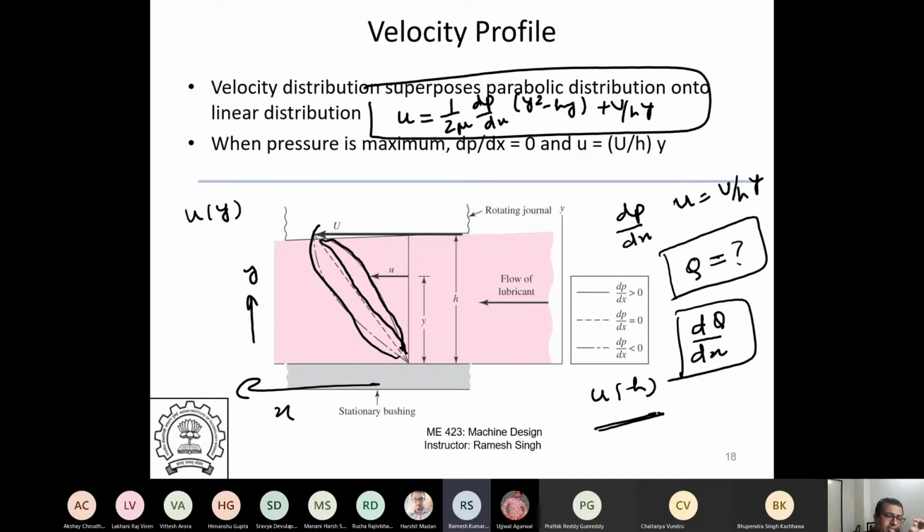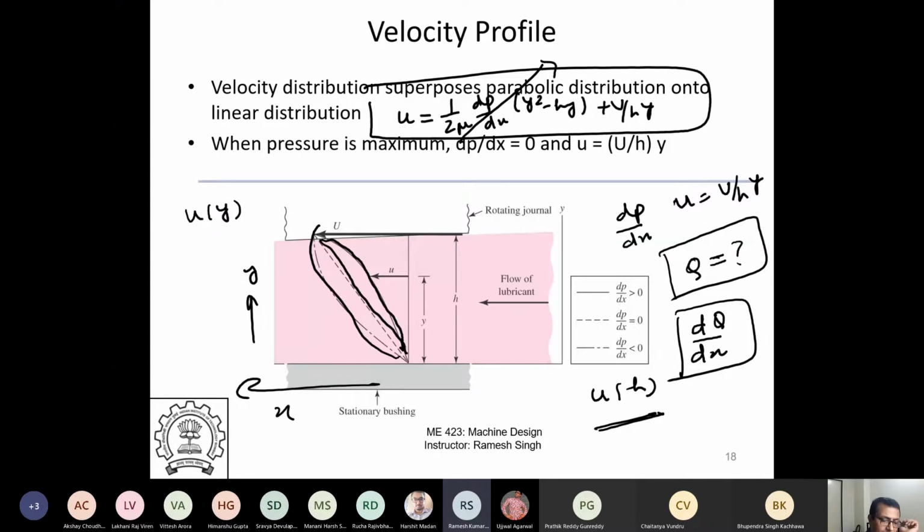So basically u is 1 over 2 mu dp/dx, which is the pressure gradient, times y squared minus hy, plus U divided by h times y. And if the gradient is 0, then it will be U y over h, which will be a straight line like this. If the gradient is negative, less than 0, then it will be something like this.